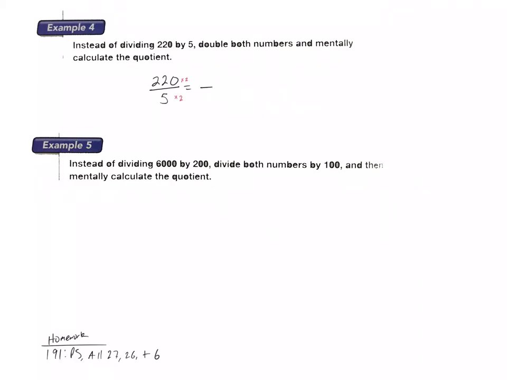Now, why would I do that? Well, what's 5 times 2? 5 times 2 is just 10, which makes it a whole lot simpler to divide by. This is going to be 440 divided by 10. Whenever I divide by 10, that comes out to be pretty easy. This is going to come out to be 44.